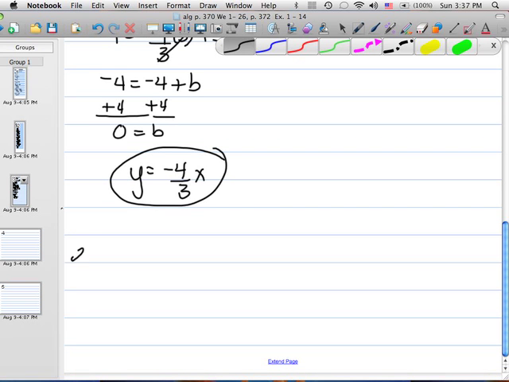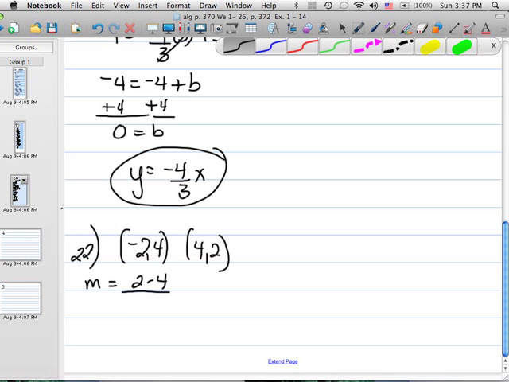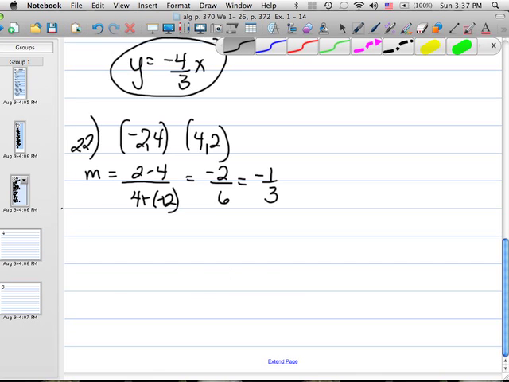Number 22, our points are negative 2, 4, and 4, 2. First the slope, change in y, 2 minus 4, over the change in x, 4 minus the negative 2. So we come up with negative 2 over 6, which is negative 1 third. So our equation so far is y equals negative 1 third x plus b. Putting in 4, 2.